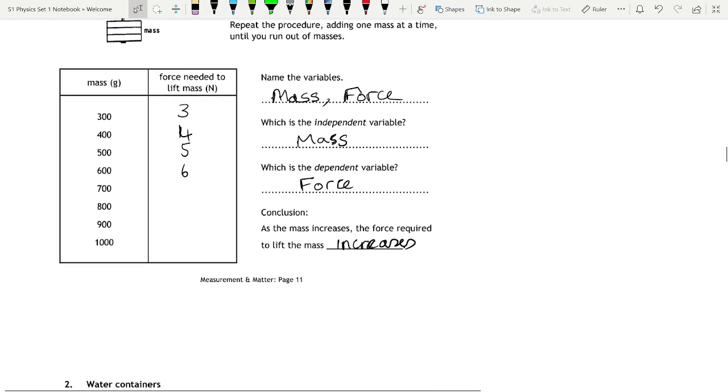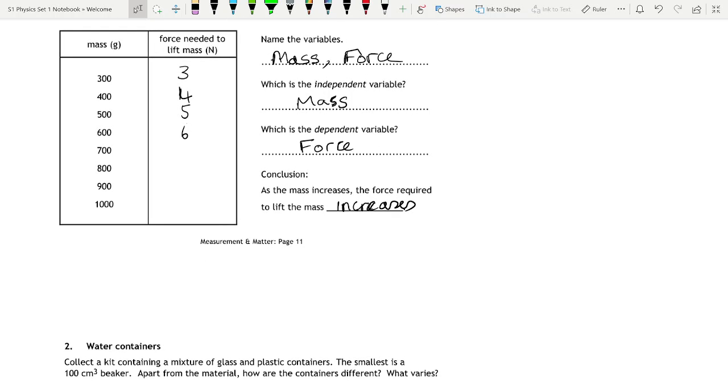So we're going to do another experiment now, based on two variables as well. So I'll just leave that out for a second. But you'll notice on your desks, you have got some plastic containers.